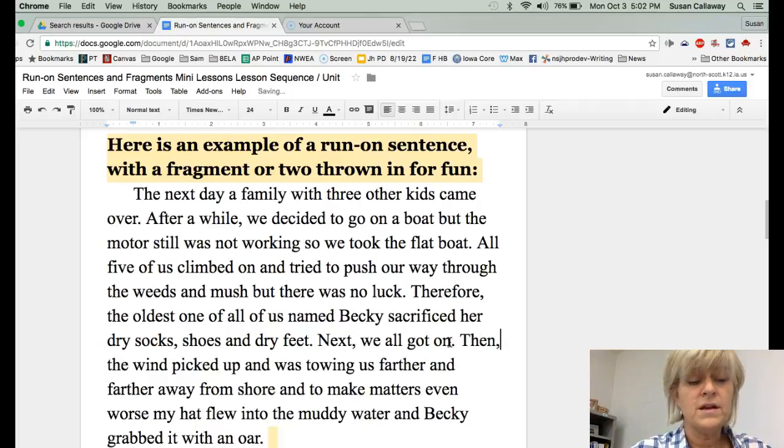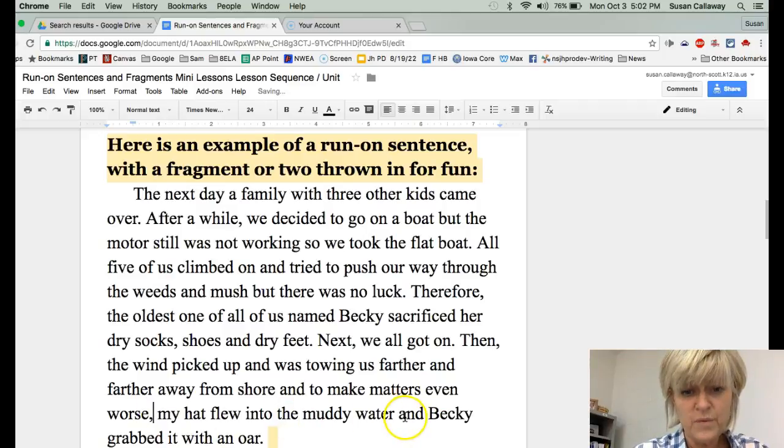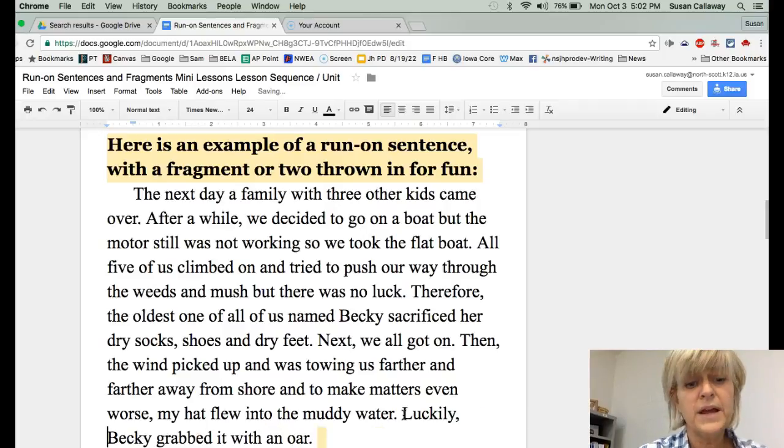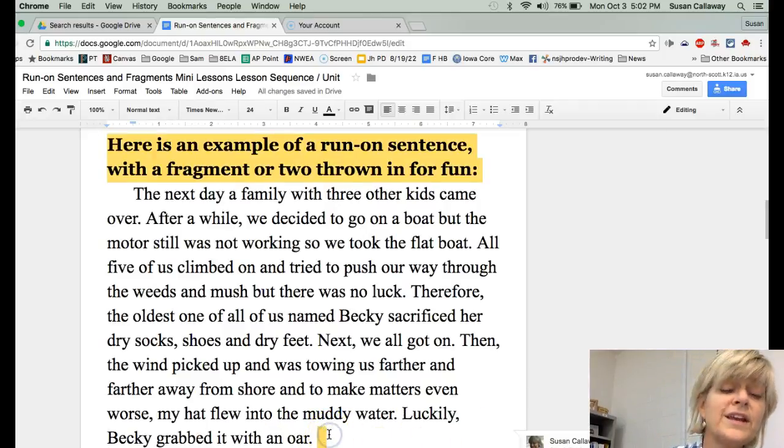Then the wind picked up and was towing us farther and farther away from shore. And to make matters even worse, comma, my hat flew into the muddy water. Then I'll get rid of the and I'll just say, luckily, Becky grabbed it with an oar. And then you would finish your story, whether that all worked out or not. So that is how you fix run-on sentences.